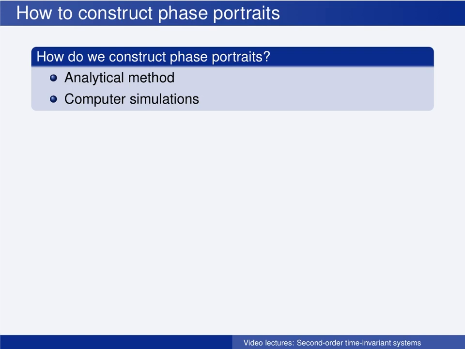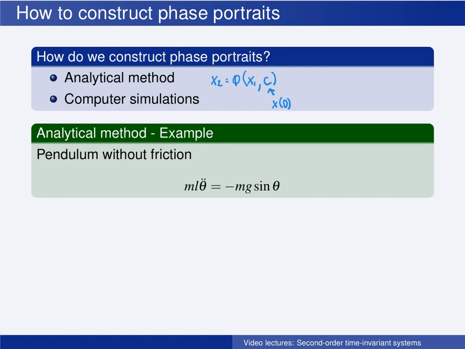This means that we can find a function describing the trajectories, that is, a function, let's call it phi, that describes x2 as a function of x1, and some constant c, which will depend on the initial states. The pendulum without friction is an example of such a system.